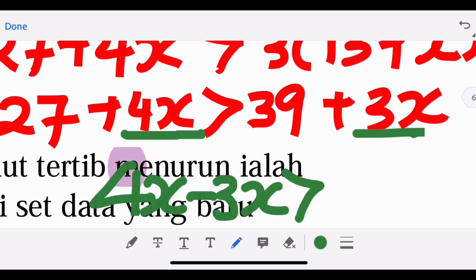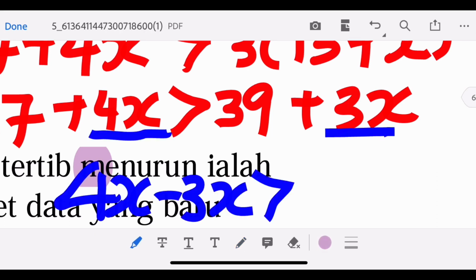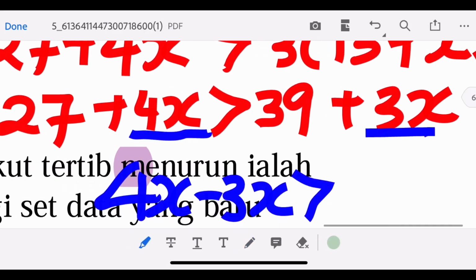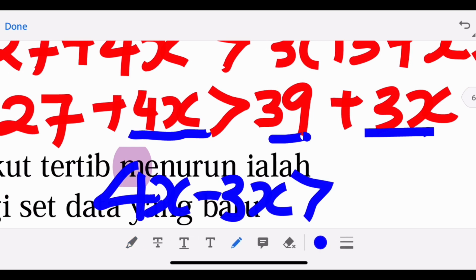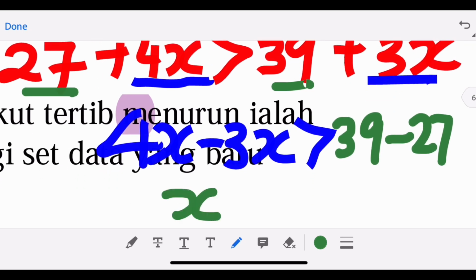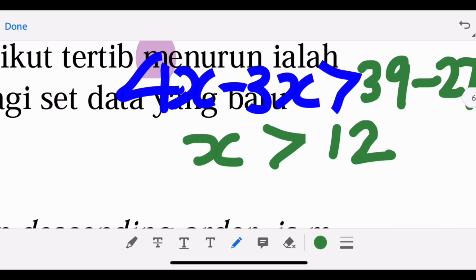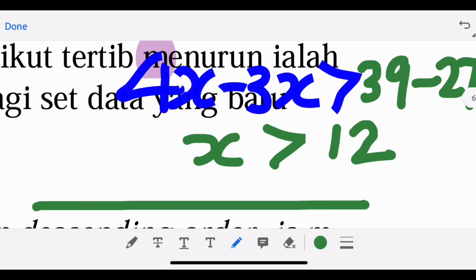Remember, 39 minus 27, what do you get? So you have 4 minus 3 is 1, 1x. So x is more than 39 minus 27, so you will get 12, right? Are you getting 12? Now, you don't leave your answer like that, because the question is asking for the minimum value of x.